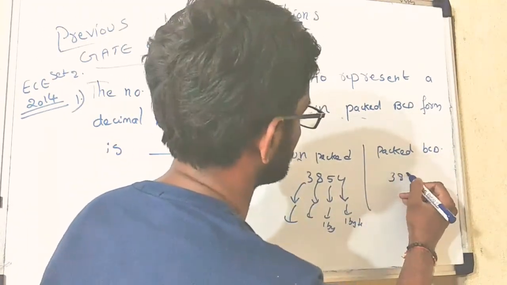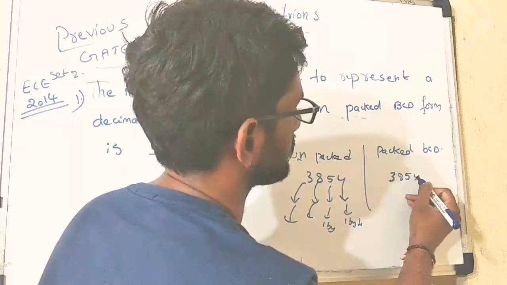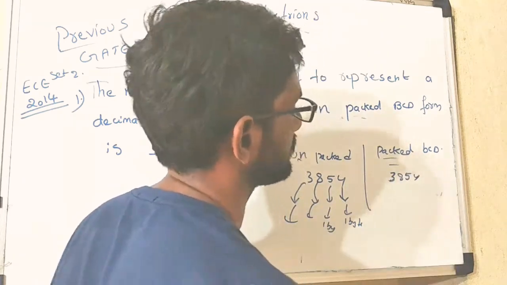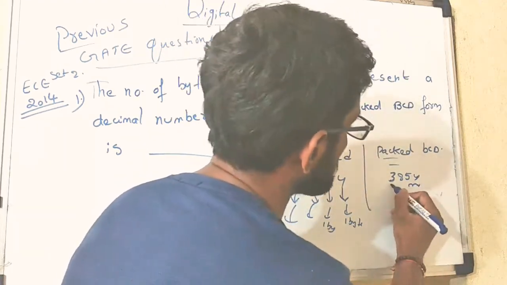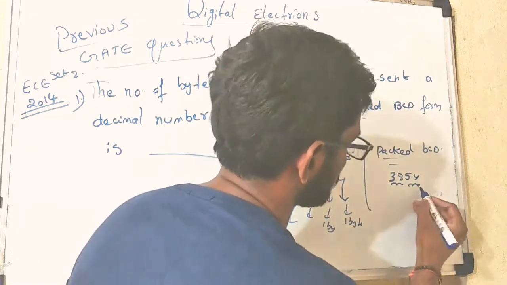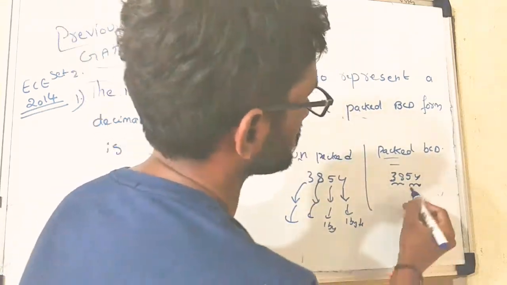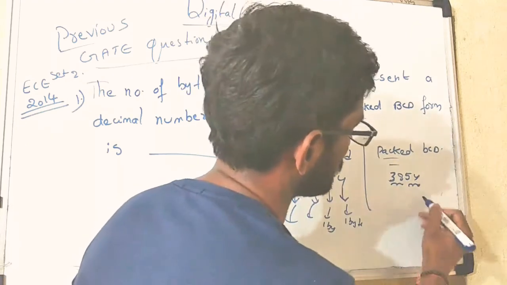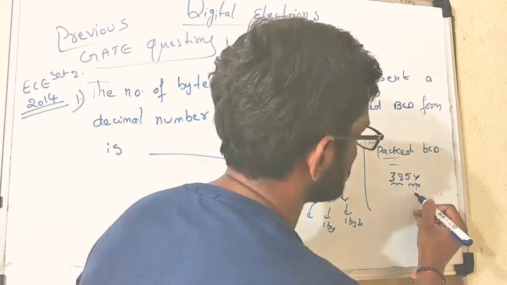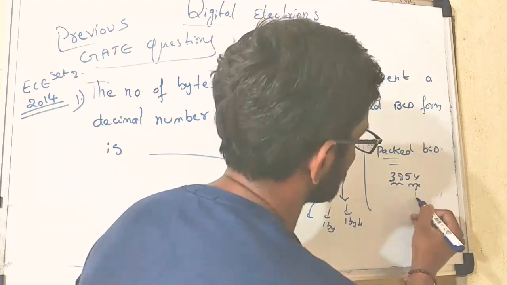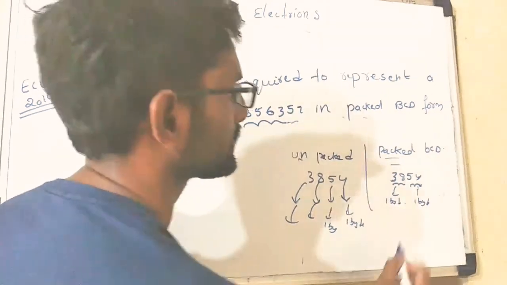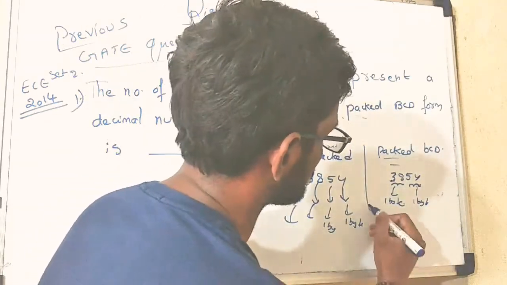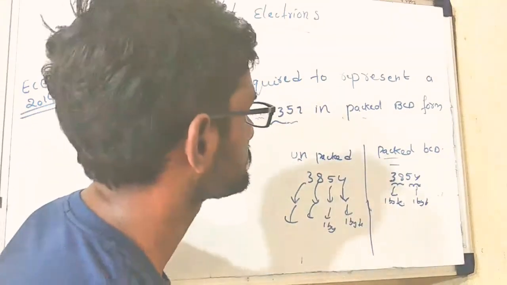Now let us represent this same number in packed BCD. In packed BCD, two values are taken at a time. That means in packed BCD, each byte contains two decimal values. Here 38 is one byte, 54 is one byte. These packed BCD and unpacked BCD values are stored in registers in microprocessors.